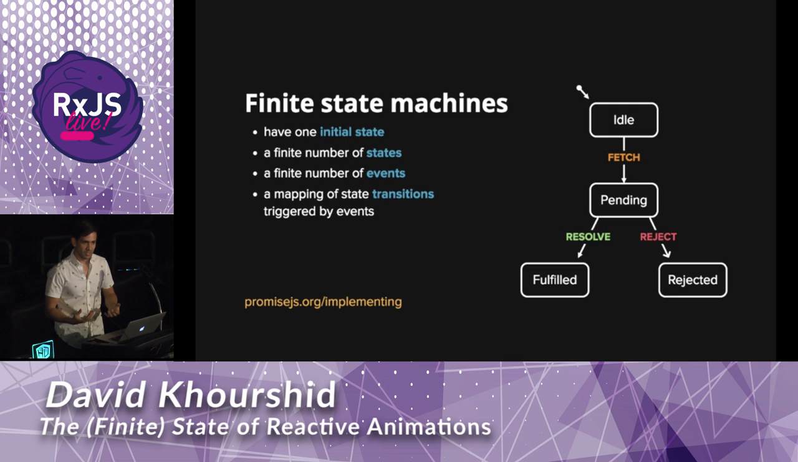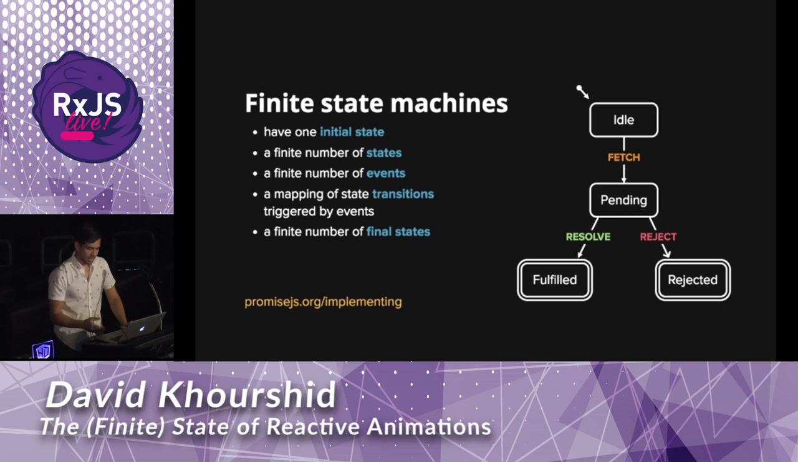So when we are in the idle state and we have the fetch event, now we're in the pending state. This is an important idea because when we're in the pending state and fetch happens again, nothing happens. That's the whole idea. We also have a finite number of final states, which says that our app is done and can no longer transition from those states.